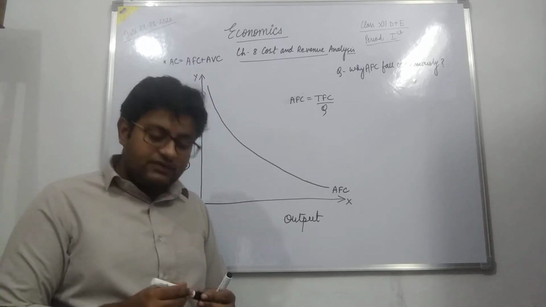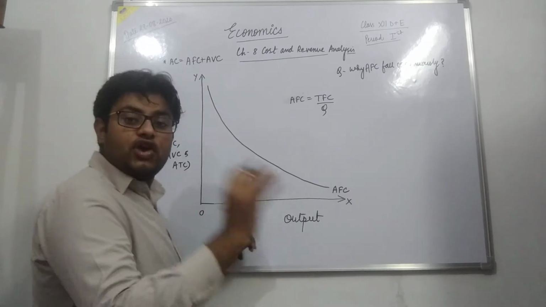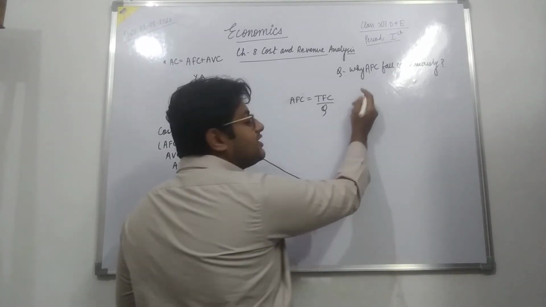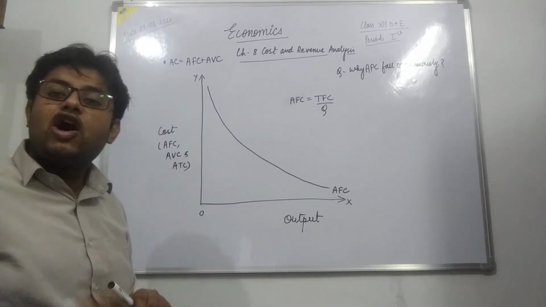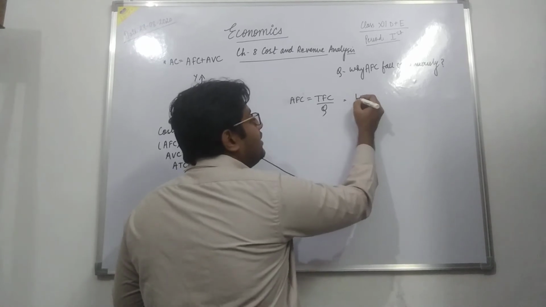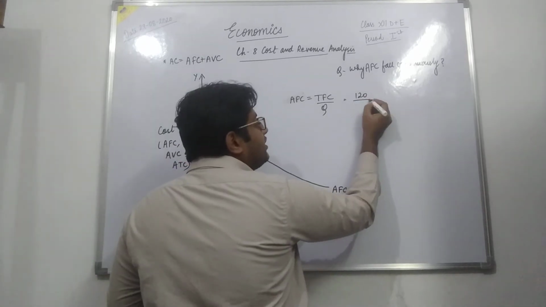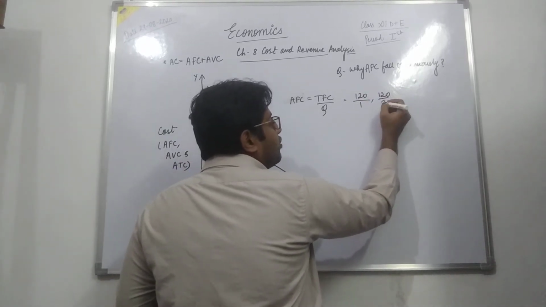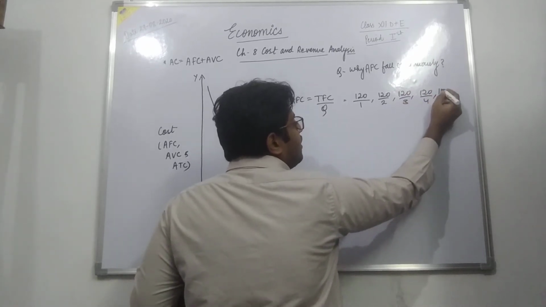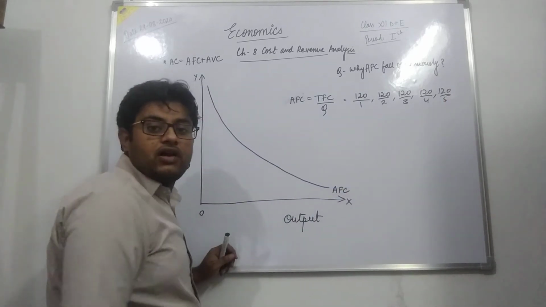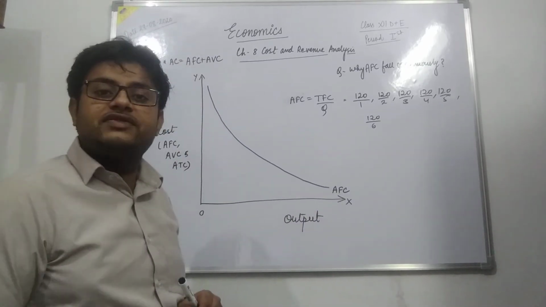When you see the schedule, we all know that total fixed cost remains constant. Total fixed cost is always constant irrespective of the output level. That means in our example it will remain 120 only, at the different levels of output, whether the output is 1, 2, 3, 4, 5 or 6. The total fixed cost will remain the same.